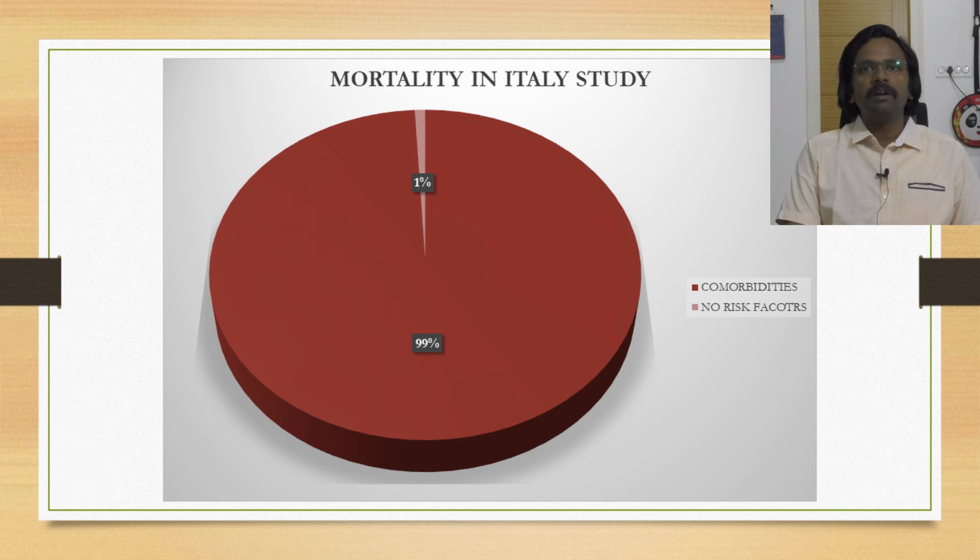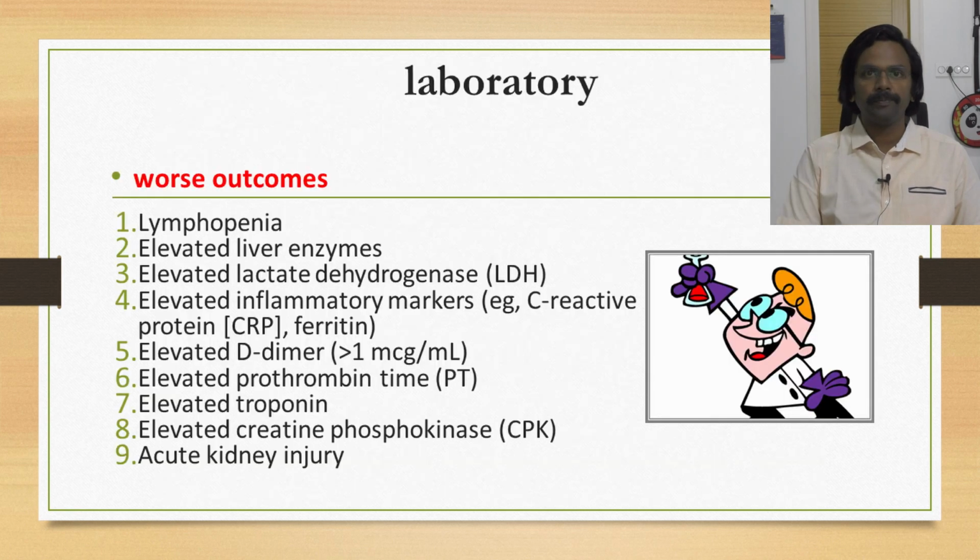This is a study done in Italy which clearly shows that among those patients who died, 99% had some comorbidities. Only 1% of patients died without comorbidities solely because of a coronavirus infection, most probably when the patients developed acute respiratory distress syndrome. But most of the patients who are going to die have some comorbidities, and these comorbidities make them more vulnerable to mortality.